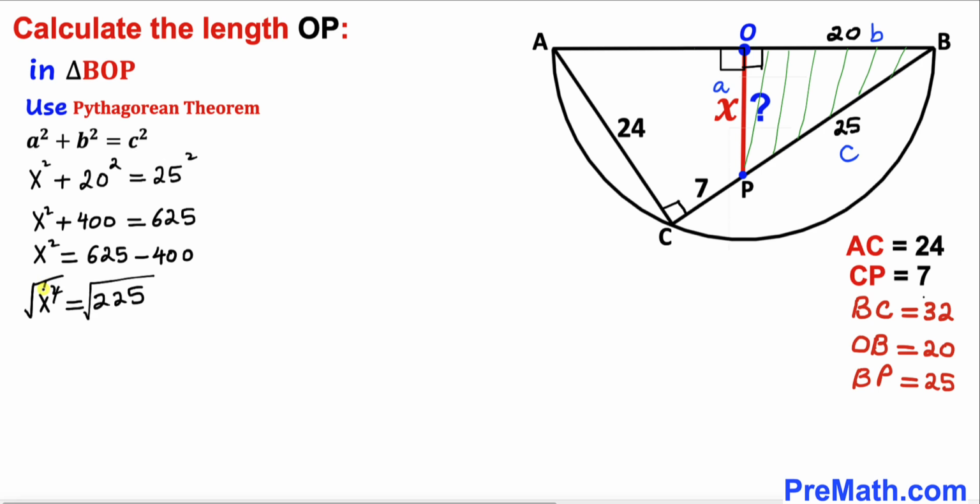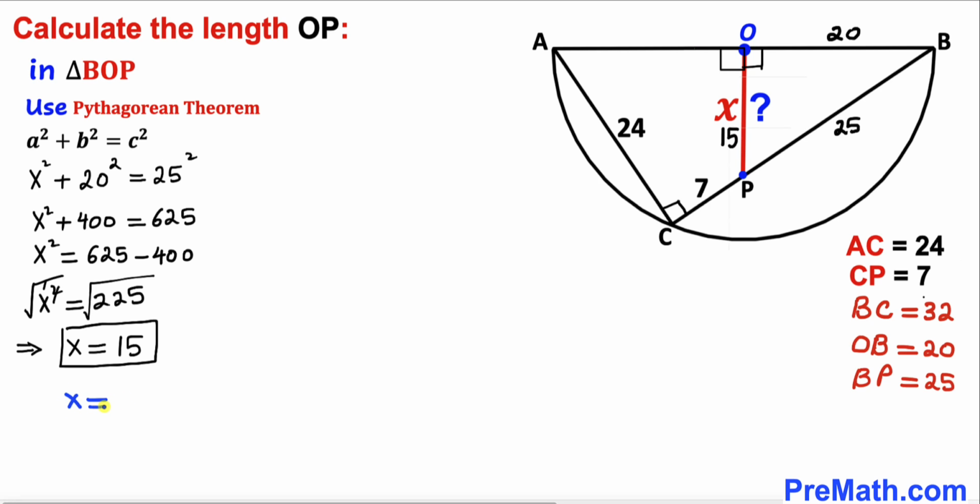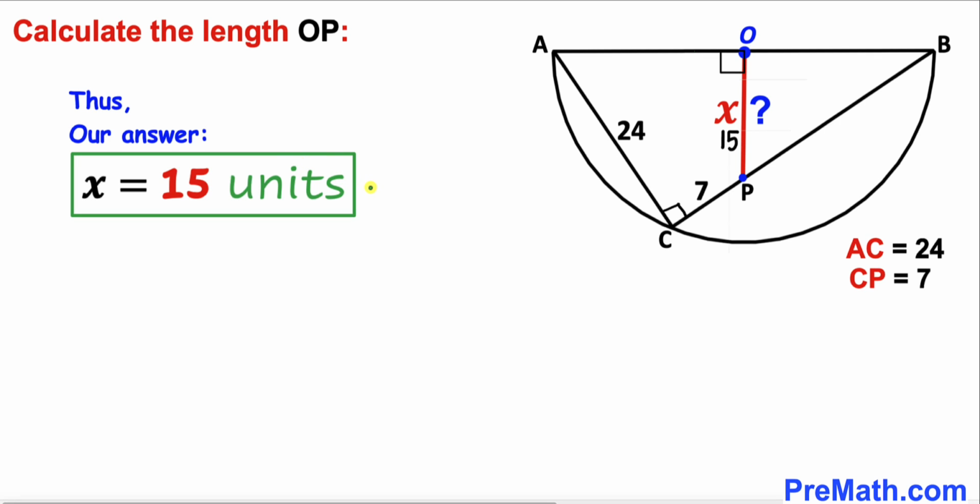Now let's undo this square by taking the square root on both sides. The square and square root undo each other. So we end up with x equals the positive square root, which gives us 15. So our x value turns out to be 15 units. We also know that this x is equal to line segment OP. So that is going to be 15 units. Thus our length x turns out to be 15 units.